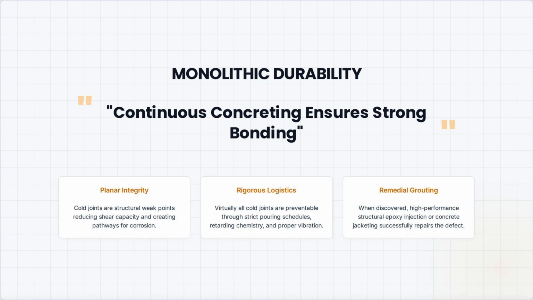To conclude, cold joints may look small, but they can seriously affect structural performance and durability. Proper planning, proper execution, and proper supervision are essential for achieving strong and durable concrete structures.